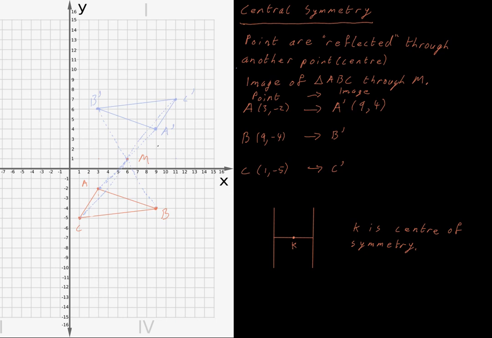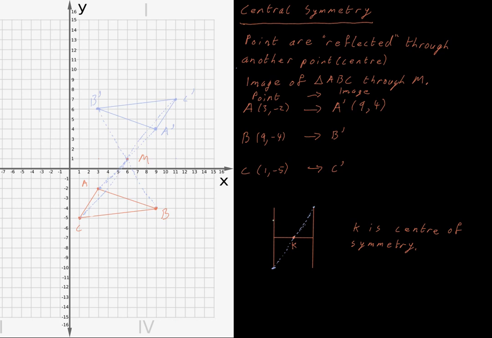So you can also have that going on with a shape. So if we look at the capital letter H, if we pick the very center of that shape there, which I've labeled K, K is the center of symmetry of that shape. Because if I take any point on that shape, so if I take, say, this top right hand corner, and I say, well, if I reflect that point through K, do I end up on the shape again? And I do. I end up with the bottom left hand corner.